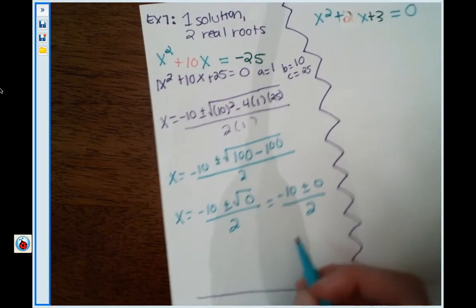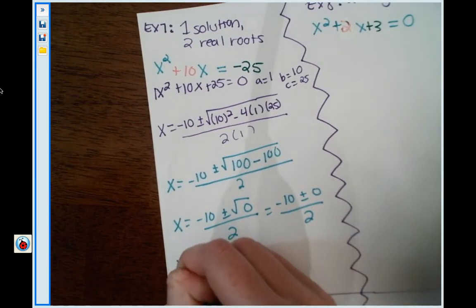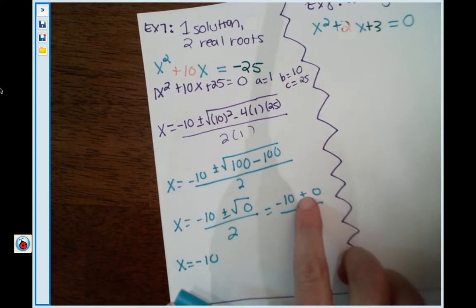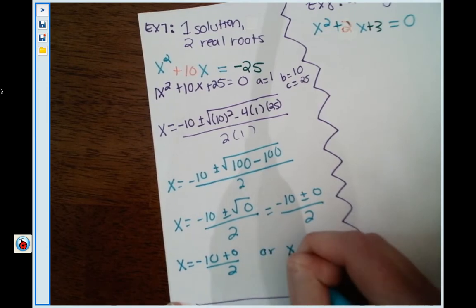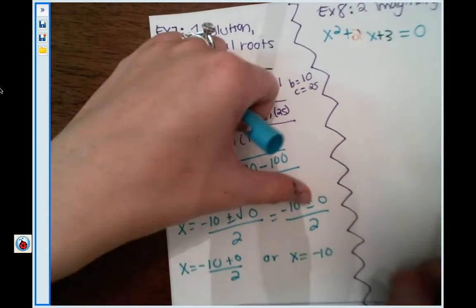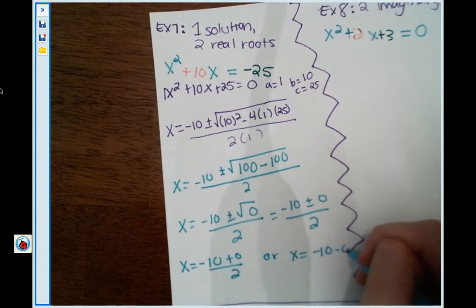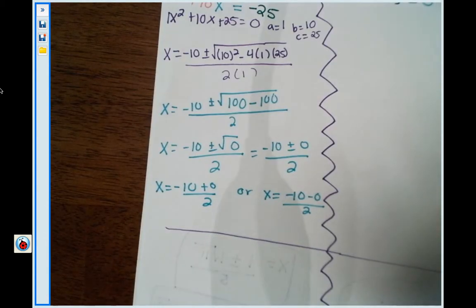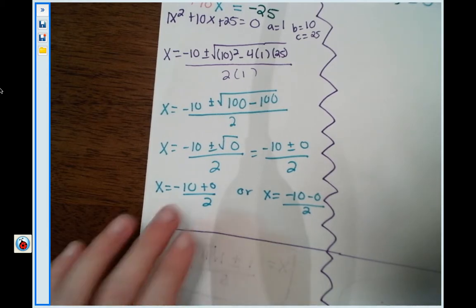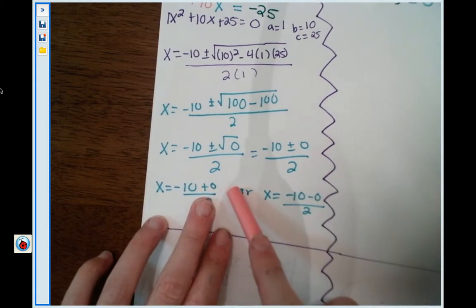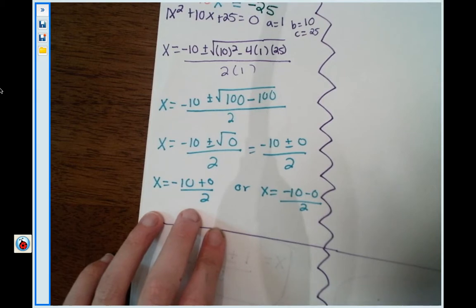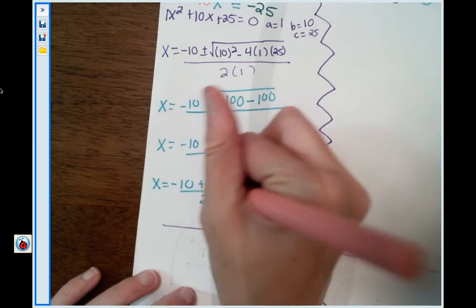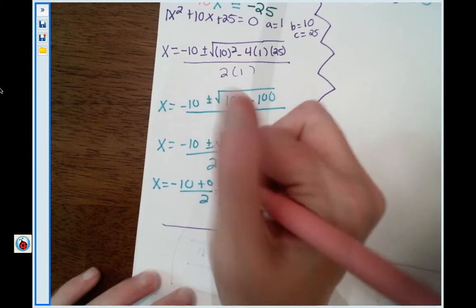So what this means, you guys, is that one time I'm going to have x equals negative 10 plus 0 all over 2. And a second time I'm going to have negative 10, this time minus 0, all over 2. Alright guys, let's see what happens. So negative 10 plus 0, so I'm going to add the numerators, then divide. Negative 10 plus 0 is negative 10. And negative 10 divided by 2 will give me a negative 5. So this is like negative 10 over 2. Sorry.